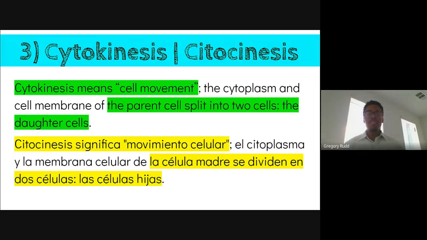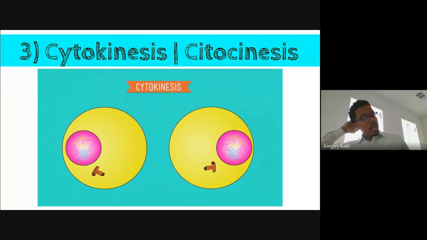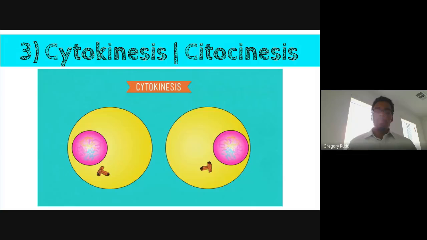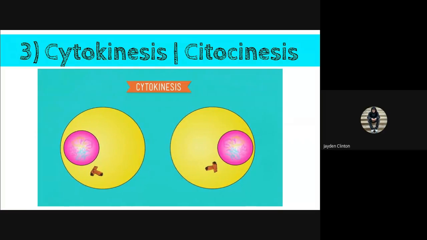So cyto means cell, kinesis means movement. We put the two together. We're talking about how the cells literally move apart from one another. And what starts off as one parent cell ends up being split into two daughter cells. So we can see that happening a little bit here. We can literally see the cells moving away from each other.